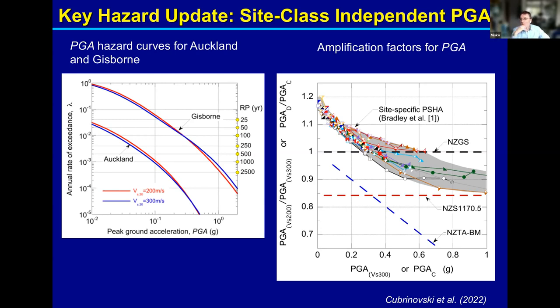What is interesting and important is that since this is now for 300 meters per second and class B is defined in the NZS 1170 as VS30 greater than 360 meters per second, clearly 360 meters per second and 300 are very close. So even class B will be approaching these values. So for that reason, we suggested that the PGA values that have been derived in this study should be applied to all site classes without any amplification or modification factors for site classes.